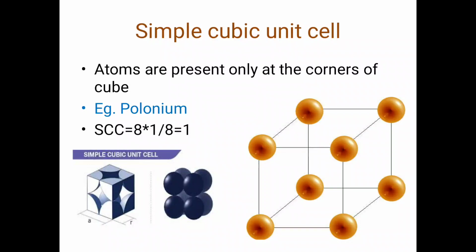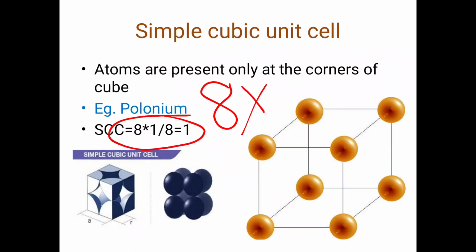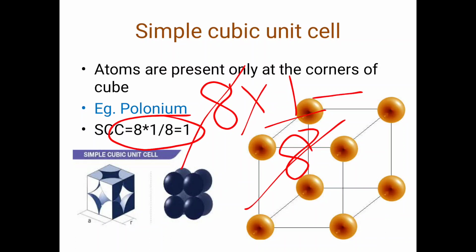Now to see the contribution for the simple cubic unit cell, you need to know this. As I told you, for the simple cubic unit cell the atoms are present only at the corners. There's just one example, that is polonium. Now this is your calculation, how you calculate its contribution. How many atoms are there at the corners? 8. What's the contribution of the atoms at the corners? 1 by 8. So 8 gets cancelled. So the total contribution comes to 1.